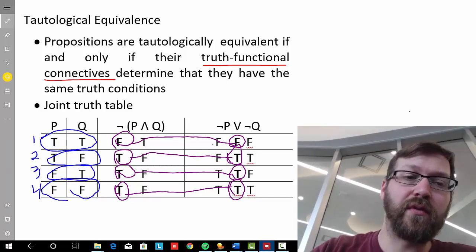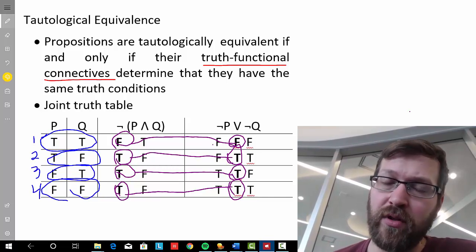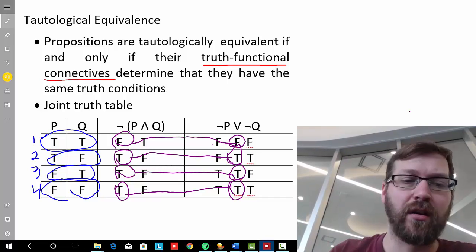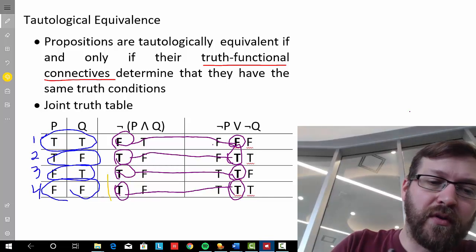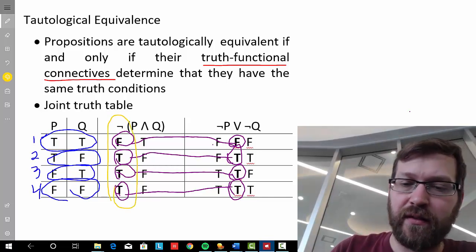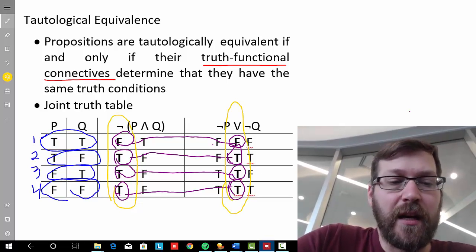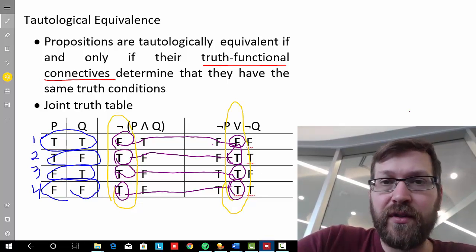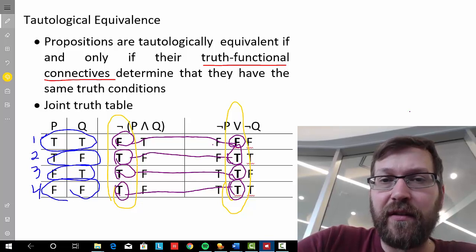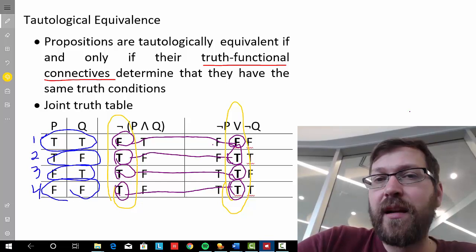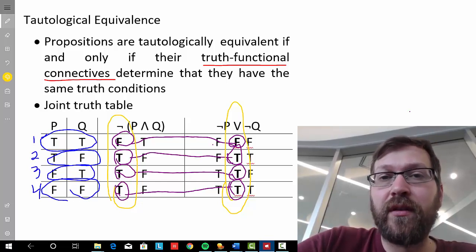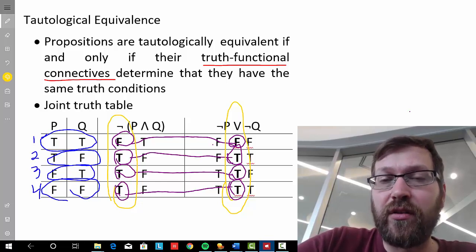Okay, so the moral of the story then: when we want to check tautological equivalence, what we're doing is looking at the main connectives for the sentences that we're doing a truth table on. And if we see that the columns mirror each other, that they're the very same, and there's no deviation whatsoever, then those sentences are tautologically equivalent.